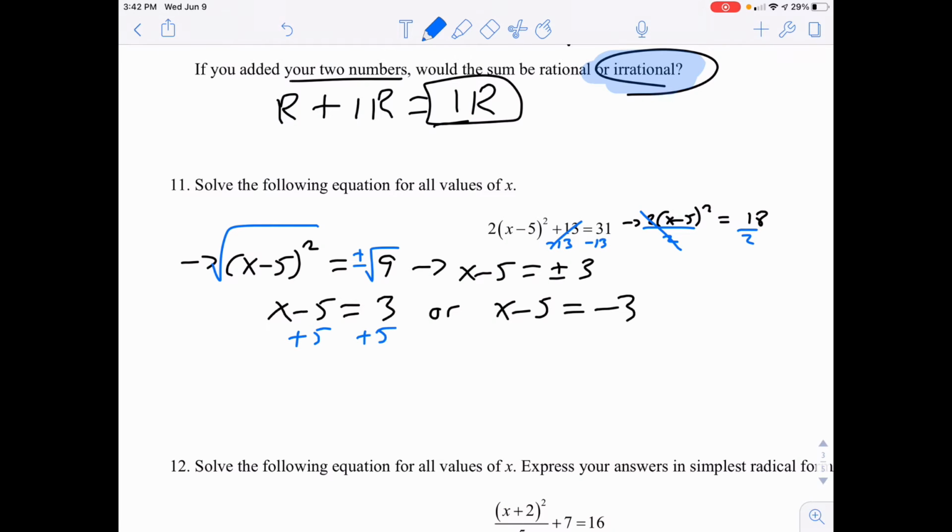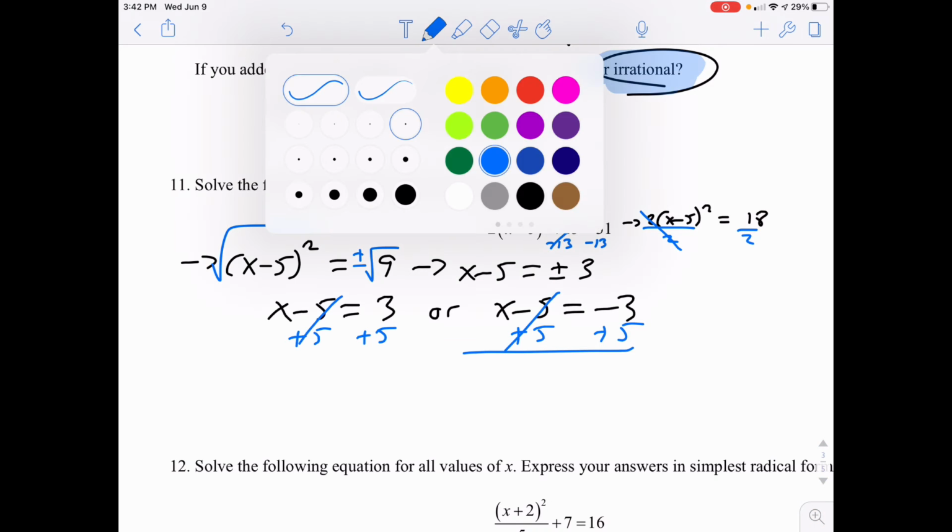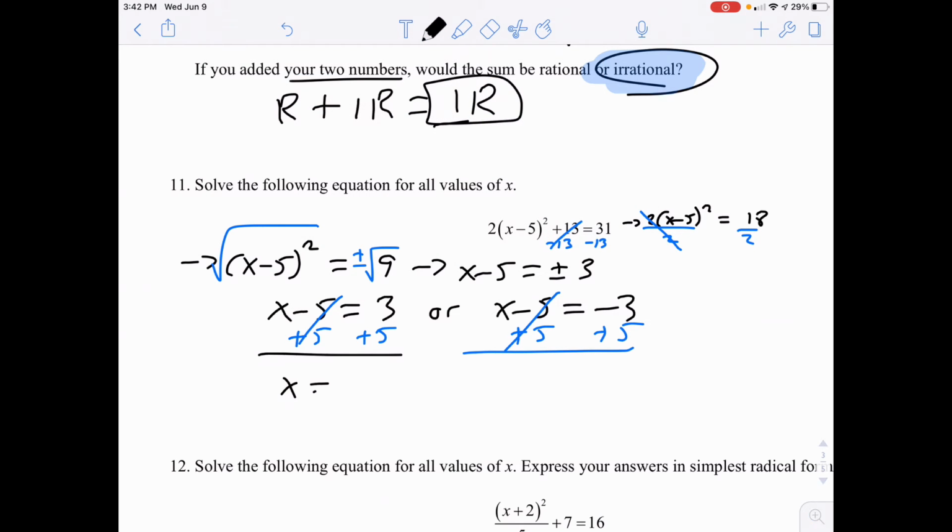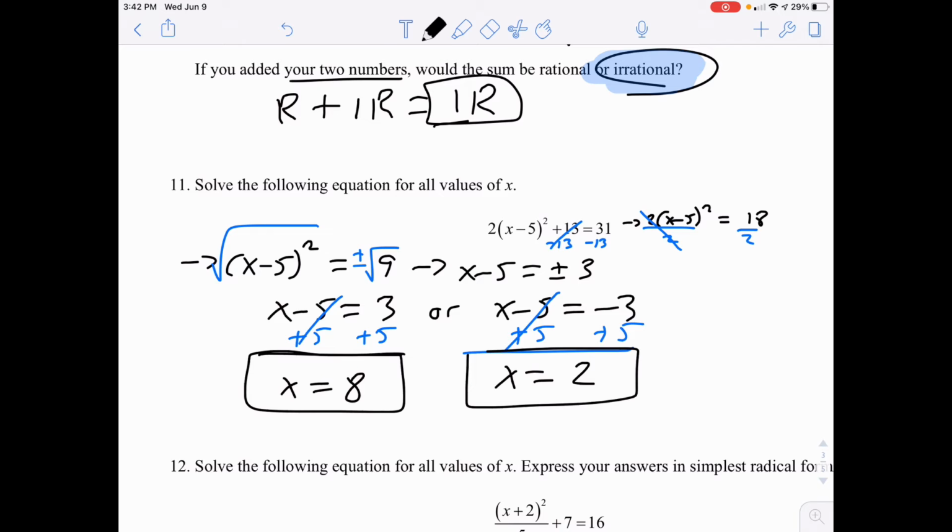We'll do that by adding 5 to both sides of each equation to get x by itself. And x equals 8 for one solution, and x equals negative 3 plus 5, or 2, for the other solution.